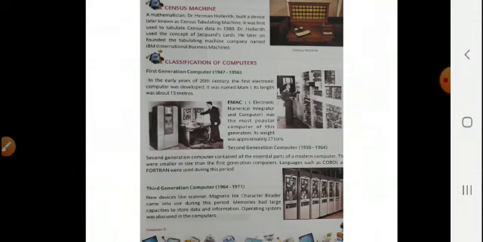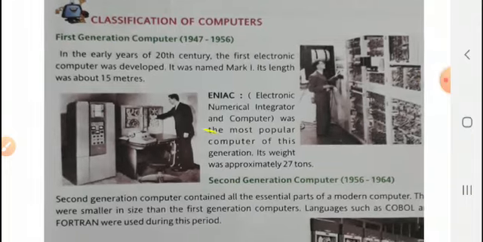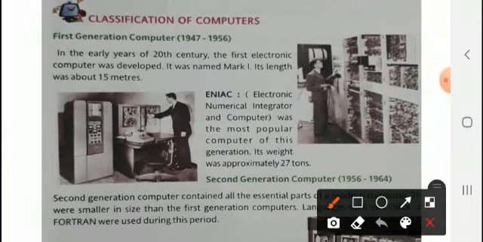Okay. Then classification of computers. Mainly there are five generations of computers: first, second, third, fourth, and fifth. And at present, which generation are we using? We are using the fifth generation. Okay, so let's see the first generation computer, and the year is 1947 to 56. Okay, you have to learn the years also.